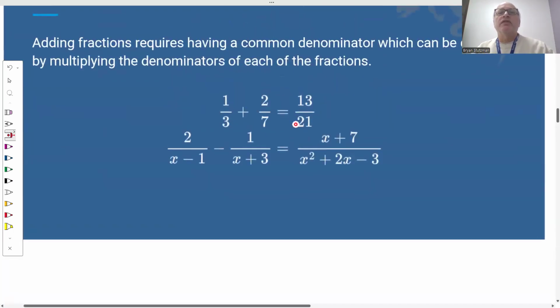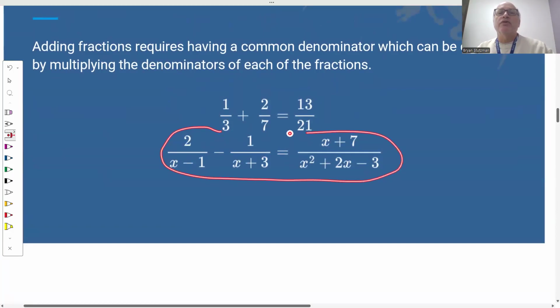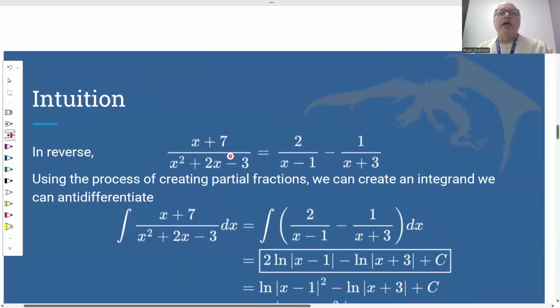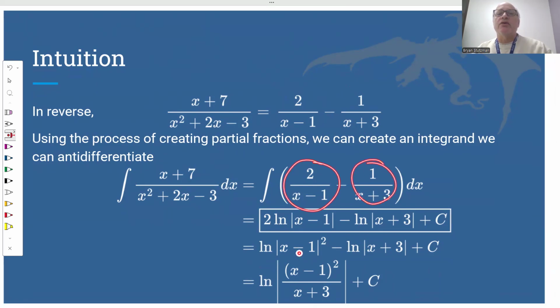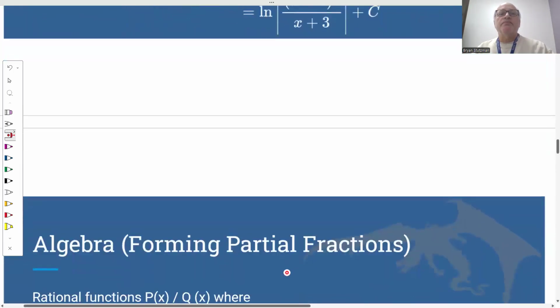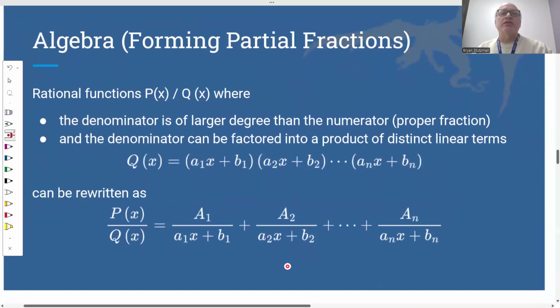So given that exact equivalence, how can I go from a fraction into separate fractions? If I knew that x plus 7 over x squared plus 2x minus 3 is equal to these two fractions added together, then I can find the antiderivative of each one separately, because the integral of a sum is equal to the sum of the integrals, and get what we have here.